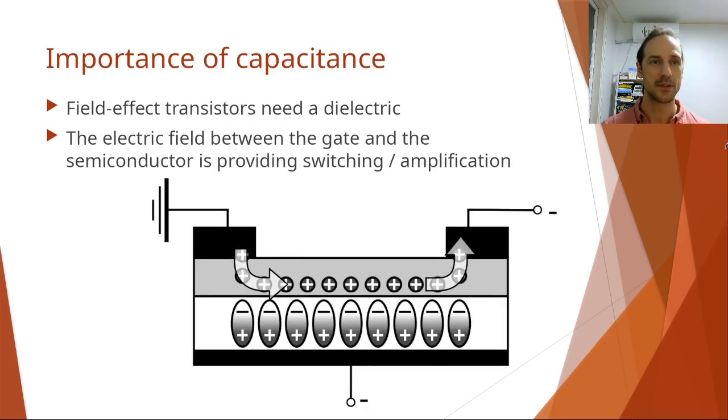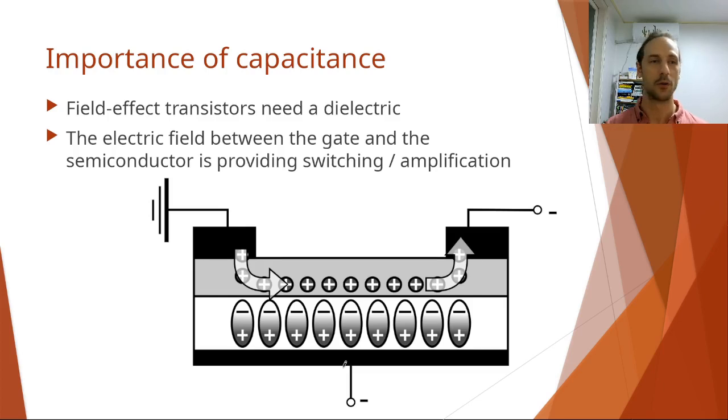So the capacitance is a very important property of dielectrics. For example, field effect transistors need a dielectric, capacitors of course need dielectrics, and many other electrical devices. And the capacitance is going to tell you how the electric field and the accumulated charge density, or the number of charges, or generally how large the charge is at a specific electric field.